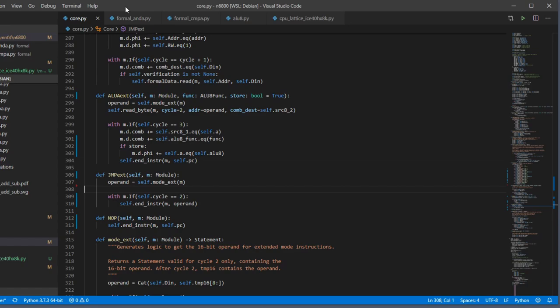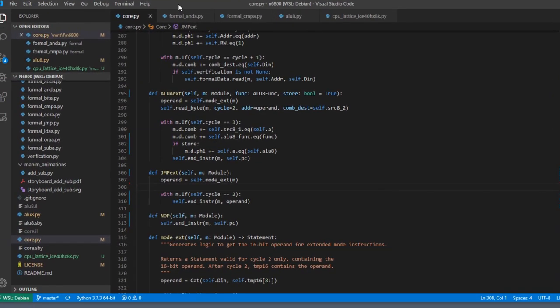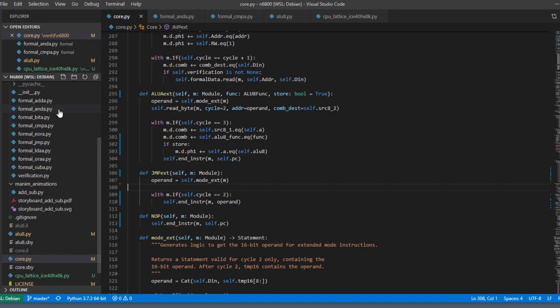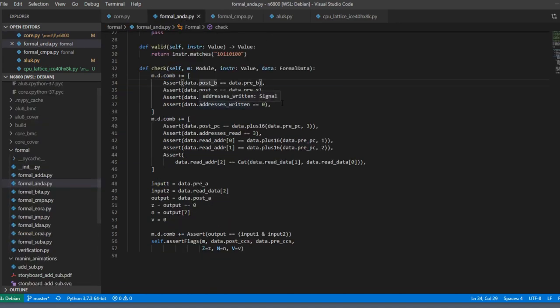Now, in terms of formal verification, we can see over on this side of the IDE that I have added a whole bunch of formal verification files for AND, BIT, COMPARE, XOR, and OR. Let's take a look at AND. It's fairly straightforward, right? All of these registers do not change. Because we're doing mode extended, this hasn't changed from any of the previous files. There's input one, it's A prior to the instruction. There's input two, it's the operand. And the output is just whatever the accumulator is afterwards.